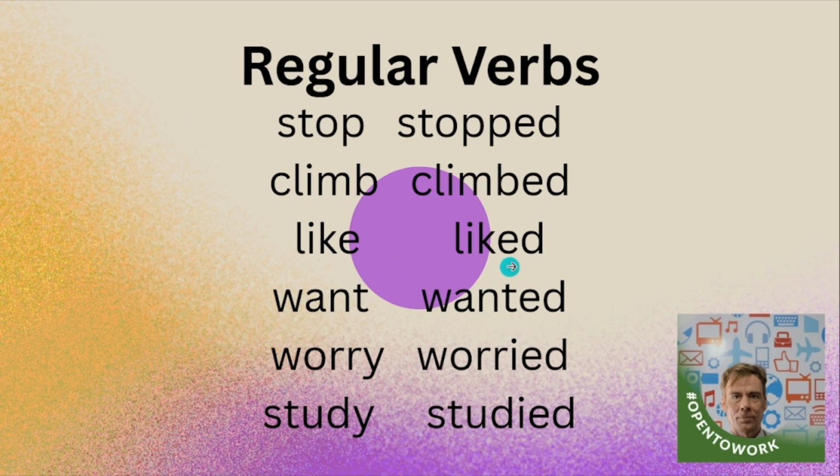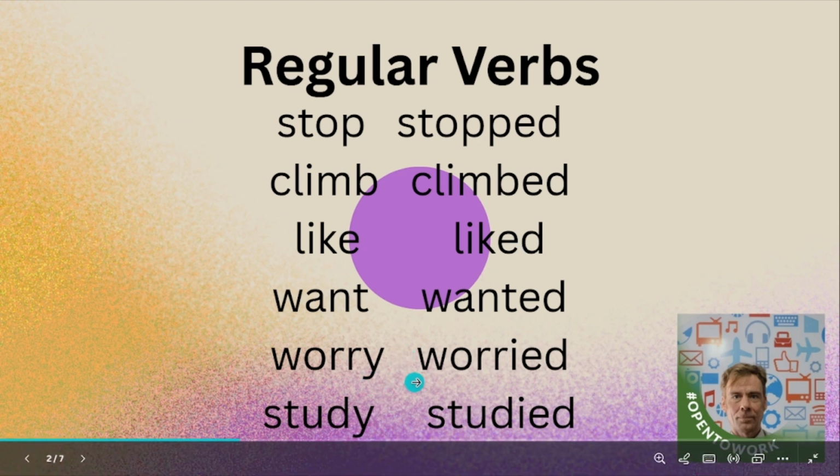Like becomes liked, just with a D, not ed. If the verb ends in an E, we only add a D. And you see the past tense of worried and studied are spelled IED. If the verb ends in a consonant and a Y, then you lose the Y and add IED.